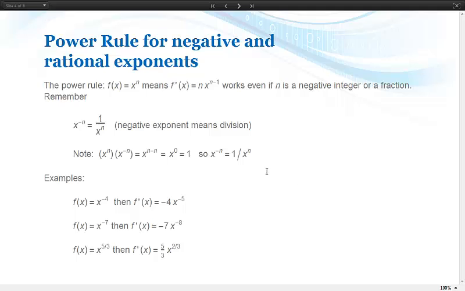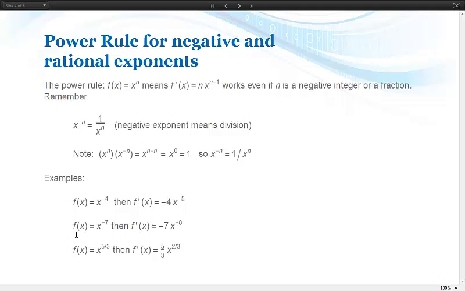So here are some examples of using the power rule for negative exponents and rational or fractional exponents. If f of x is x to the minus 4, the derivative, f prime of x, is negative 4 times x, notice, to the minus 5. Because if I subtract 1 from negative 4, I don't get negative 3. If I subtract 1, I get negative 5.